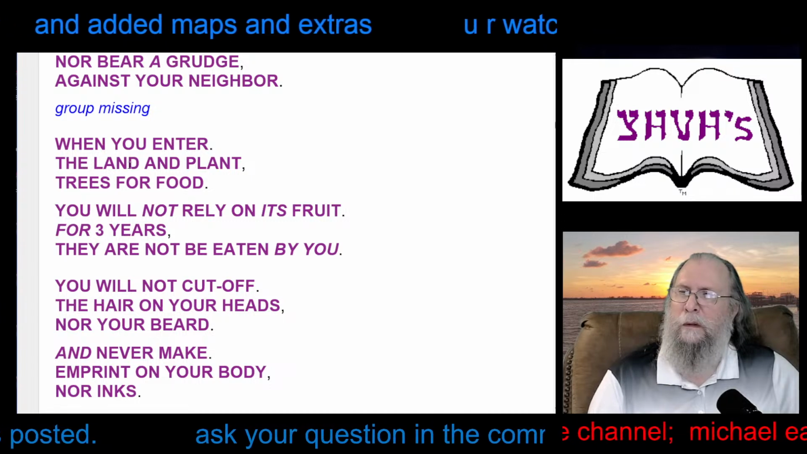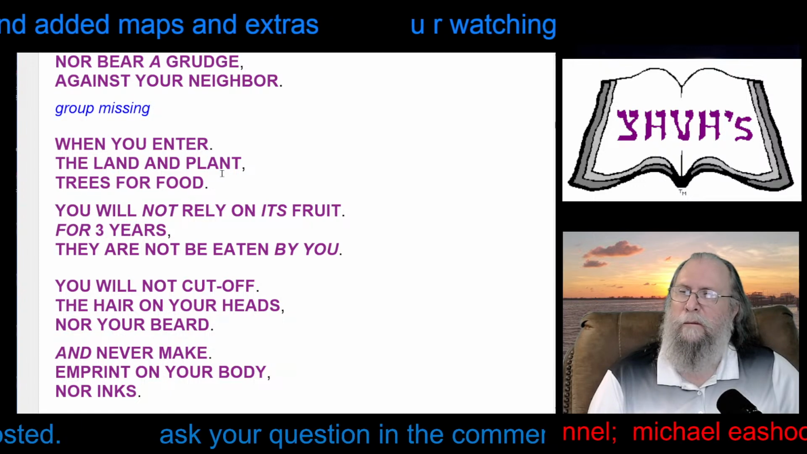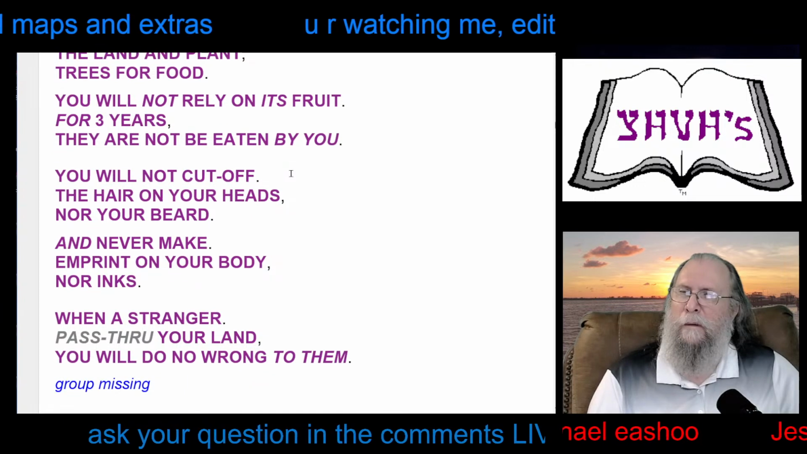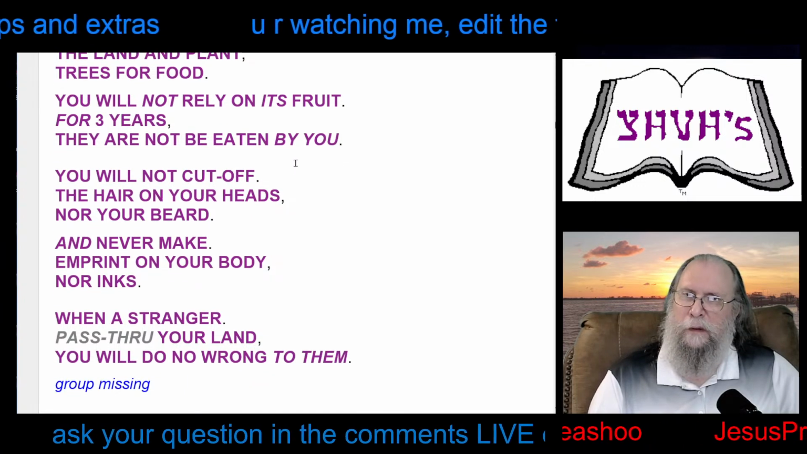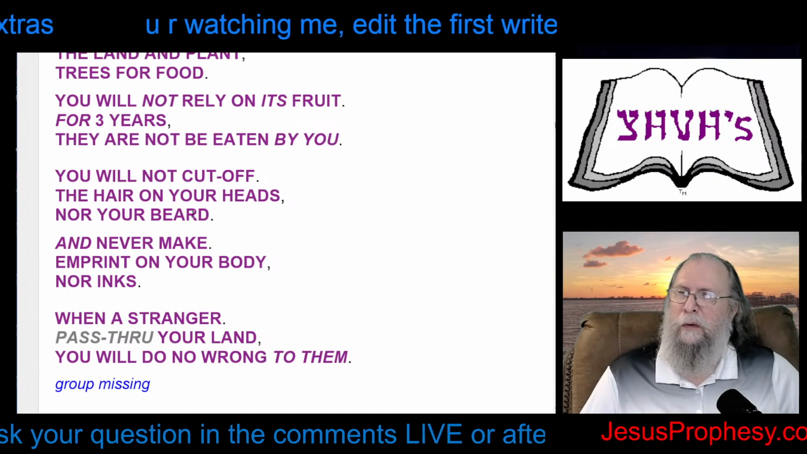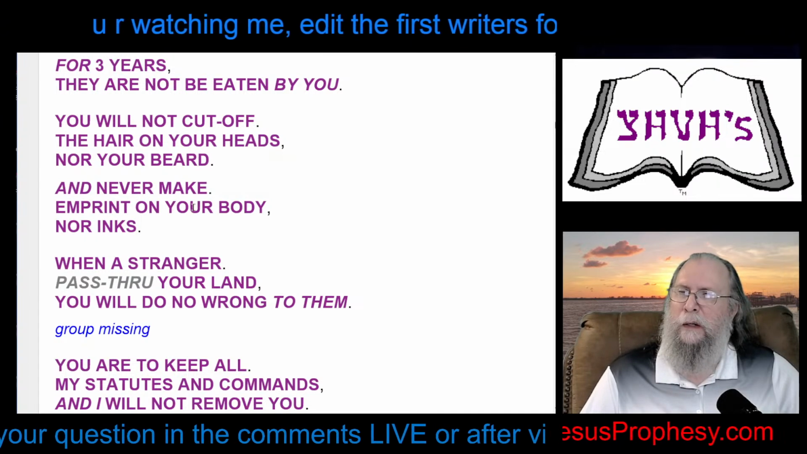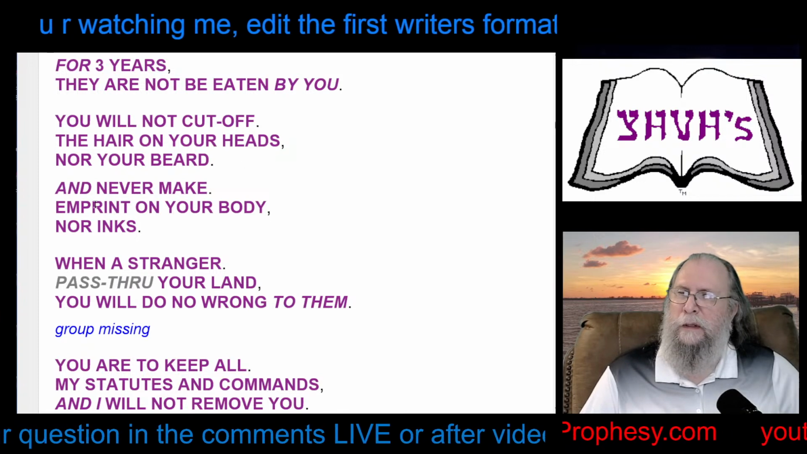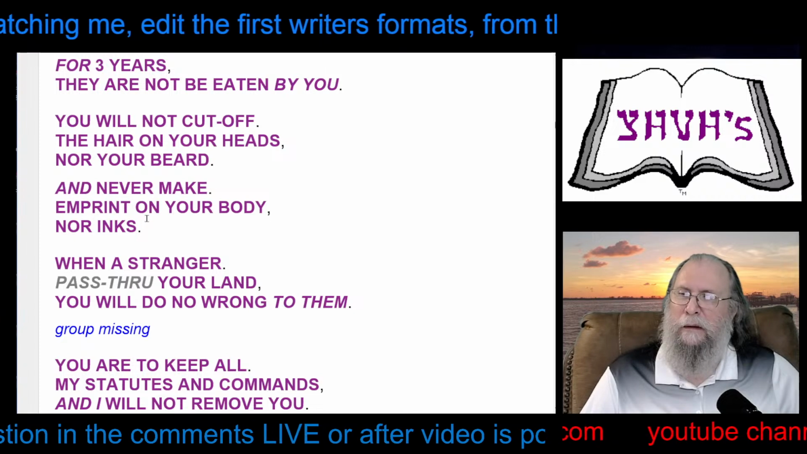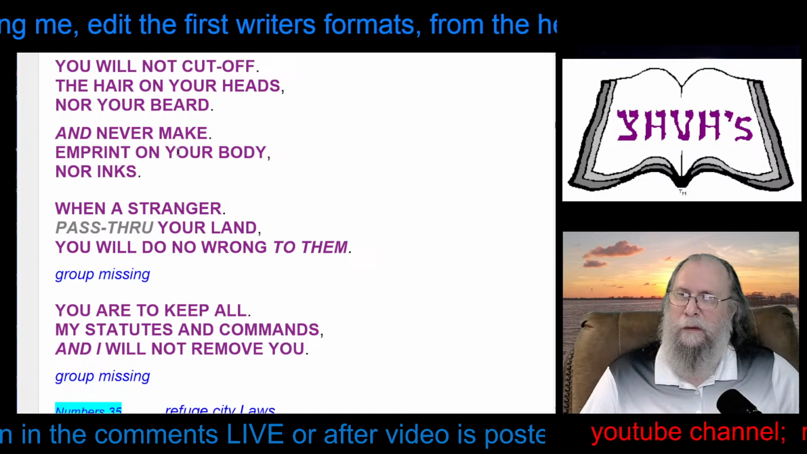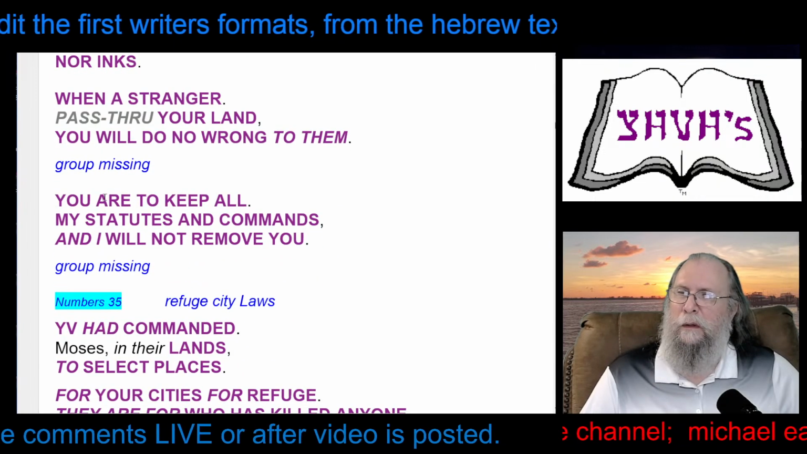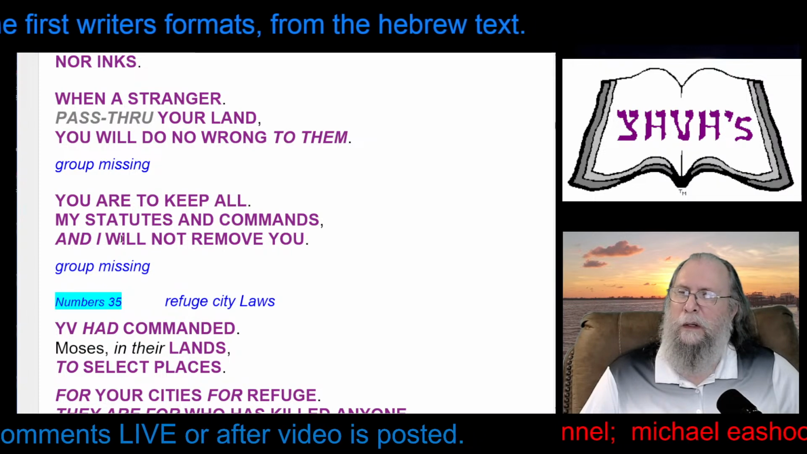When you enter the land and plant trees for food, you will not rely on its fruit for 3 years. They are not to be eaten by you. This would also help them to have animals around for hunting. You will not cut off the hair of your head, nor your beard, and never make imprints on your body, nor inks. This imprint means branding, tattoos, inking, piercing, like women pierce their ears, pierce their nose. None of that's allowed. When a stranger passes through your land, you will do no wrong to them. You are to keep all my statutes and commandments, and I will not remove you.